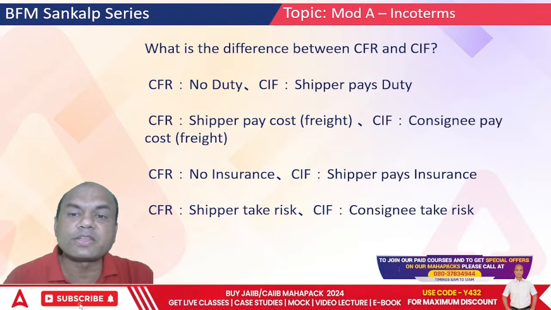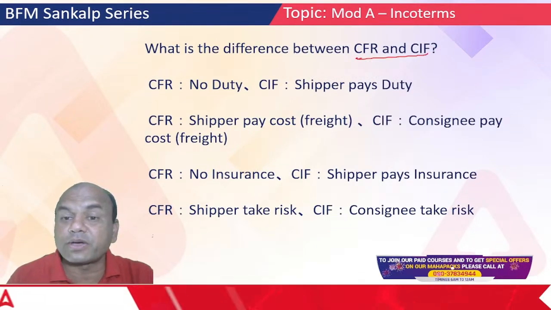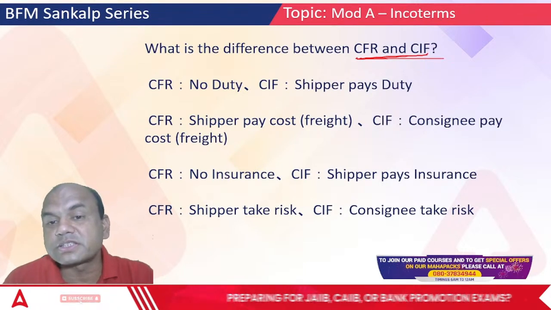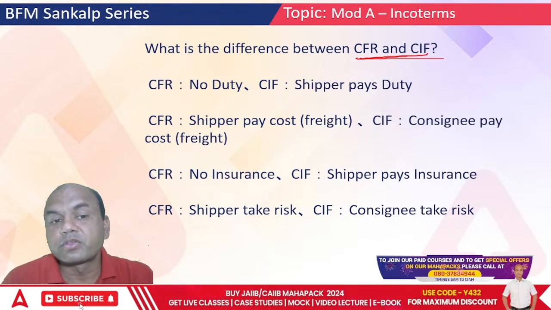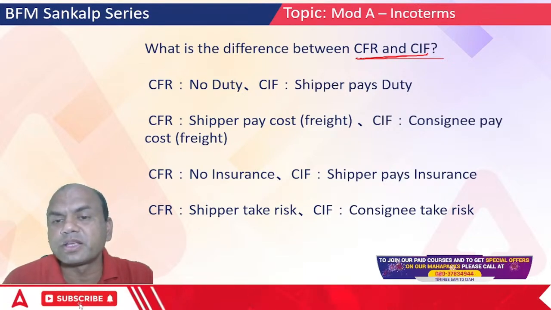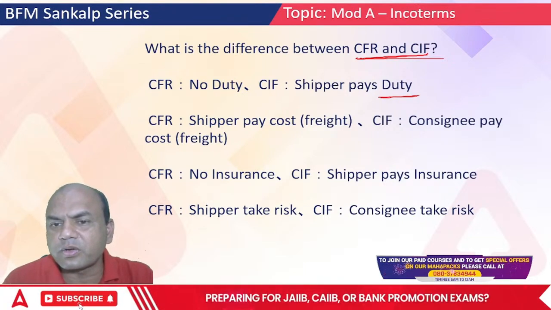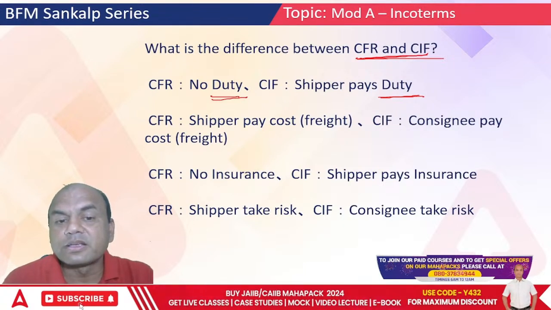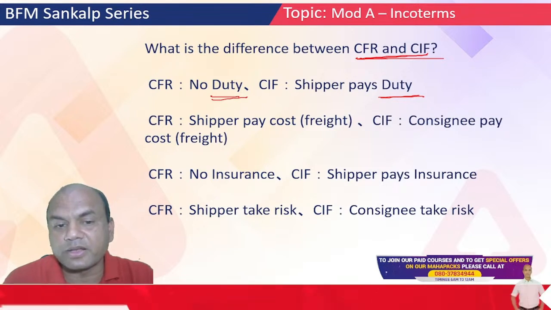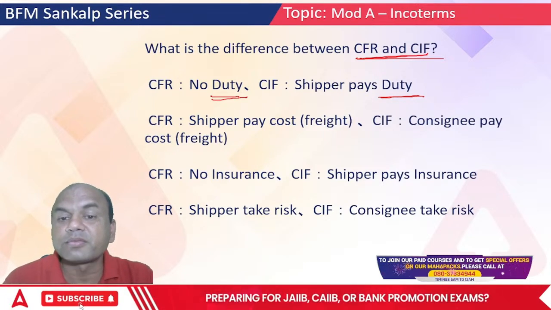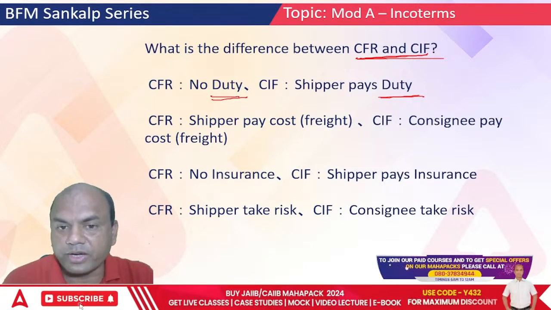What is the difference between CFR and CIF? CFR, see this, cost and freight. CIF means cost, insurance and freight. So CFR, no duty. CIF, shipper pays duty. Is this related to duty? Not at all. Nothing related to duty. CFR, shipper pays cost, means freight. Here consignee pays freight.